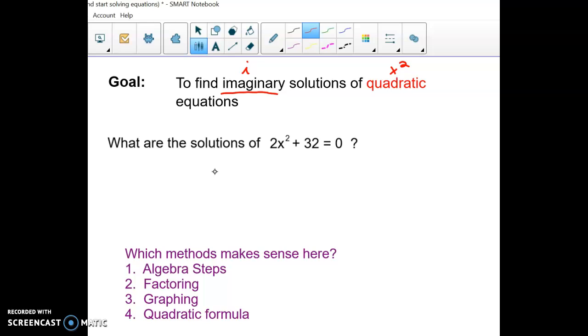As always with solving a quadratic, we've got these different methods we've been talking about in this chapter. So pause the video and see if you can think about which method might make sense here. And then you could actually even try it if you feel super confident in solving this one.